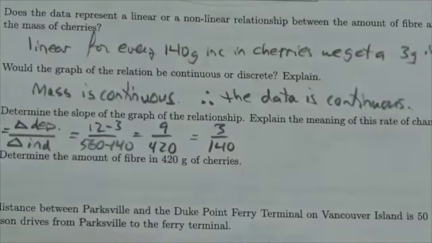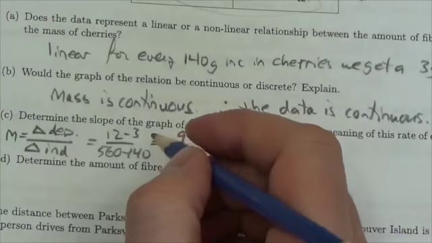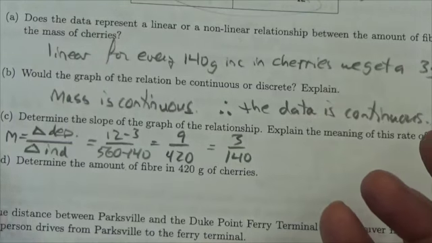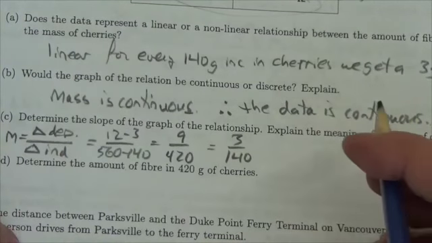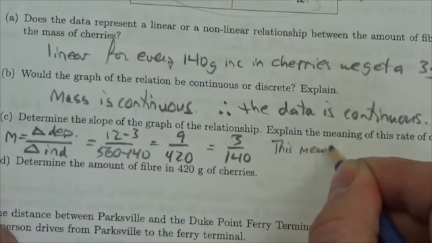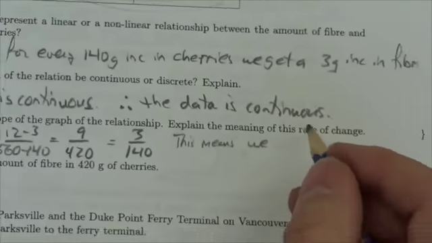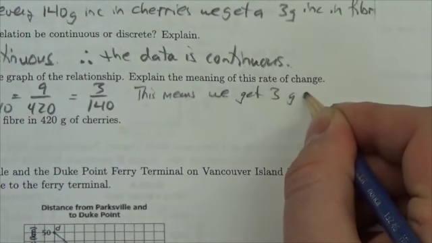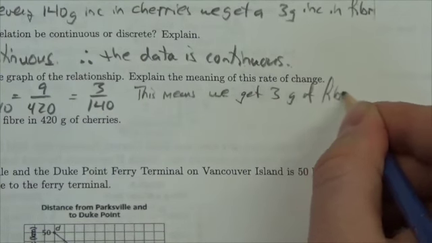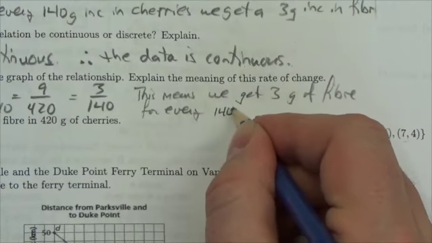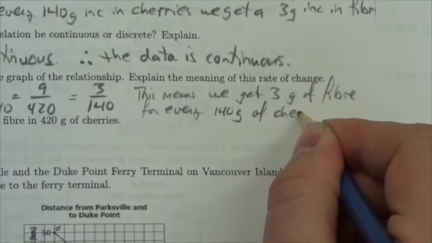Now notice that my units here would be grams over grams, so those cancel out. So basically, this is simply a ratio. And this means we get 3 grams of fiber for every 140 grams of cherries.